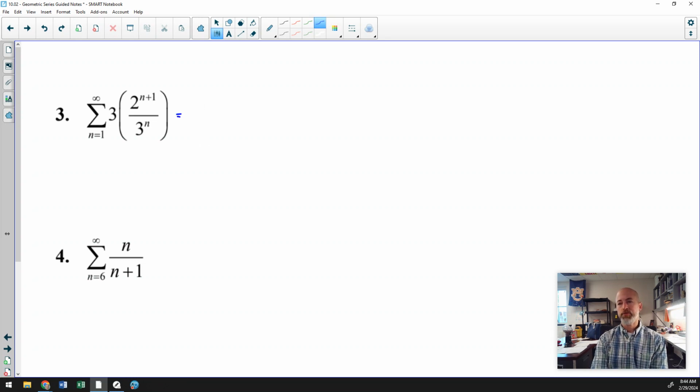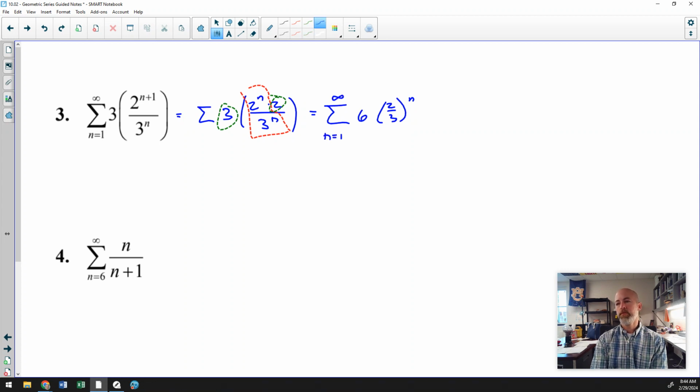I like to manipulate my series, and I'm going to change 2 to the n plus 1 to 2 to the n times 2, all over 3 to the n. And then I can rewrite 2 to the n over 3 to the n as 2/3 to the n. And so I group those and raise both of those to the n power. And then I can multiply the 3 and the 2 to get 6. So I rewrite my series in this form. And now I can see that my ratio is 2/3.